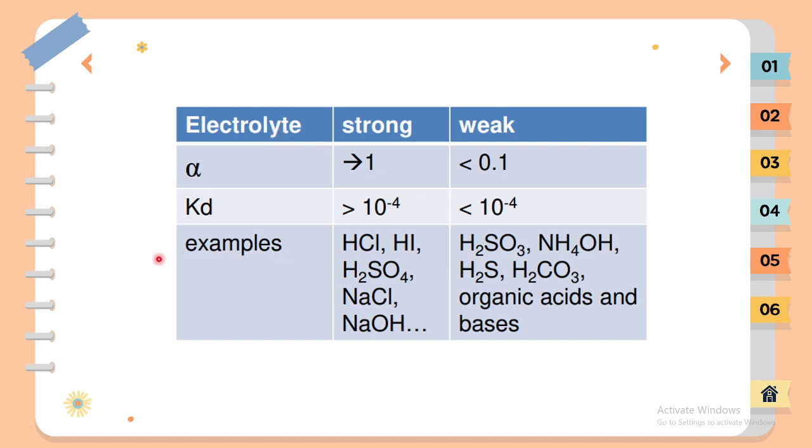And we have different examples here. For strong electrolytes, like HCl. As you know, it's a strong acid, so it dissociates very well, almost completely. HI, H2SO4, NaCl, NaOH. And for weak electrolytes: H2SO3, NH4OH, H2S, H2CO3. And most organic acids and bases are weak electrolytes.